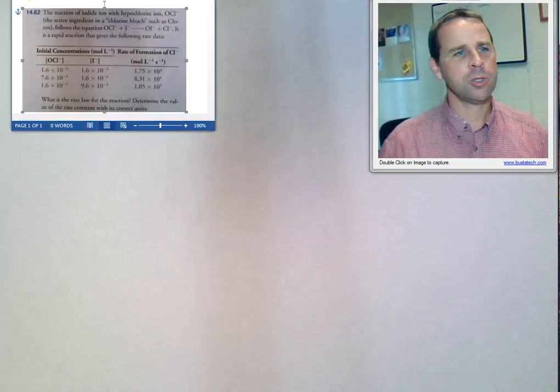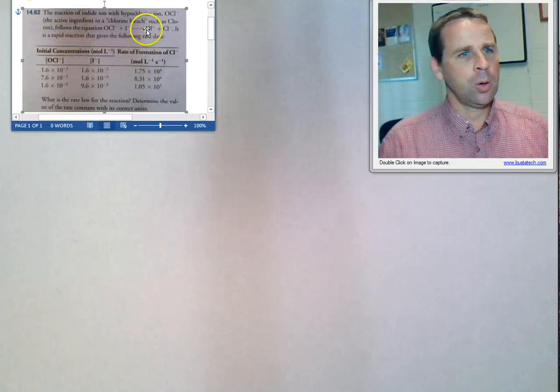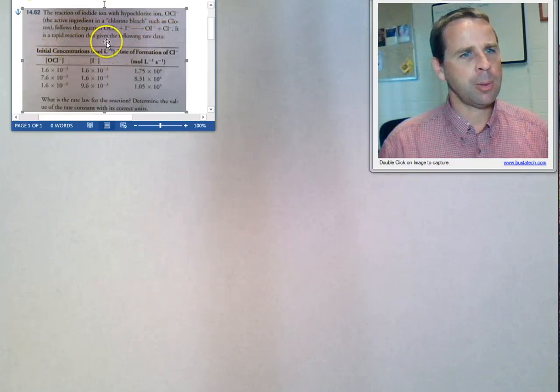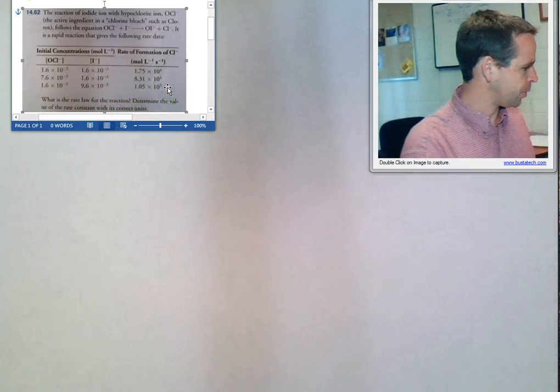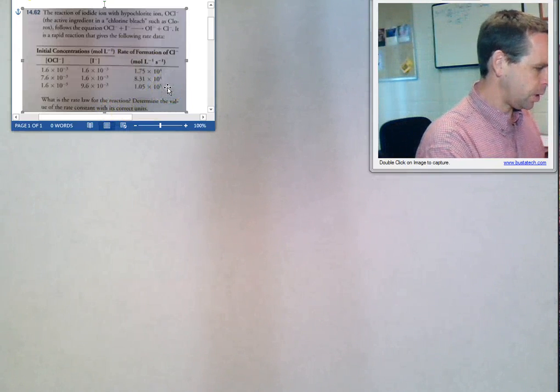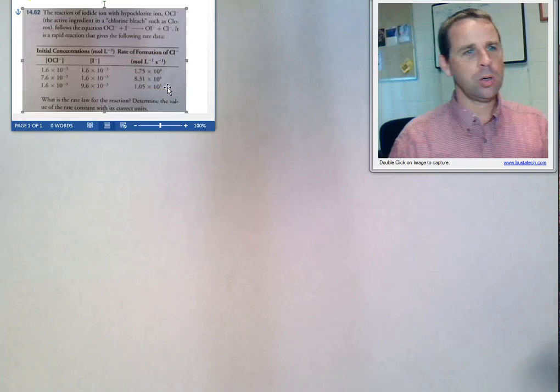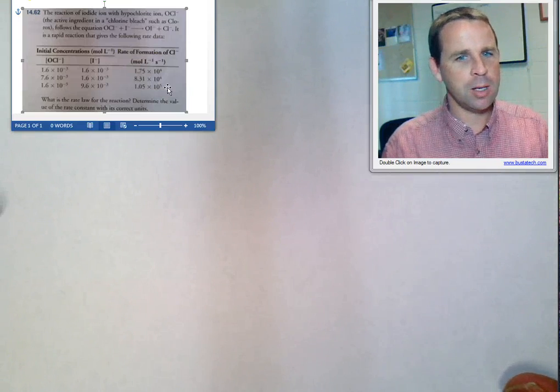All right, so problem 462, the reaction of iodide ion with hypochlorite ion. According to this equation, it's a rapid reaction that gives the following data. What's the rate law for the reaction? Determine the value of the rate constant with its correct units. Okay, so our chemical reaction is provided there.